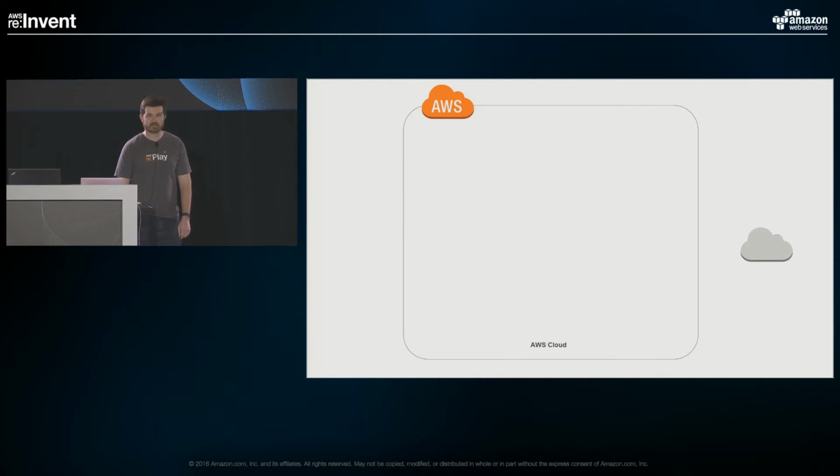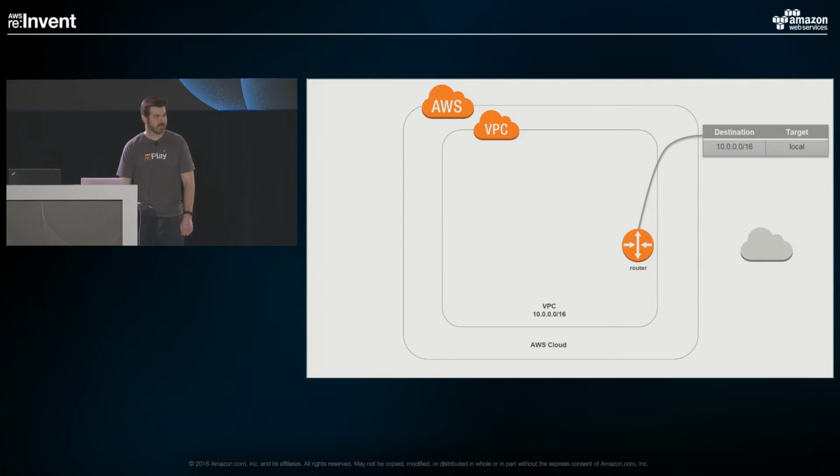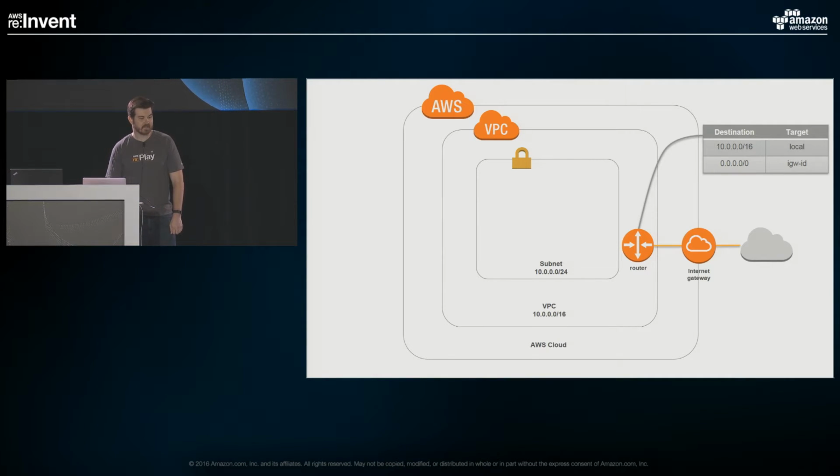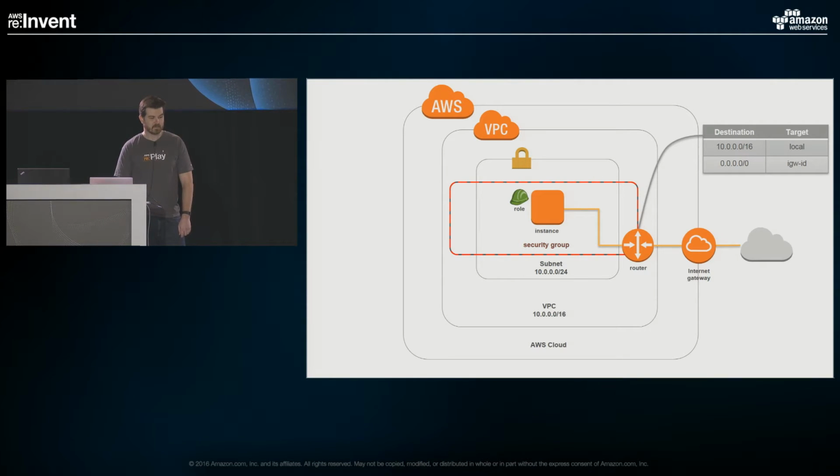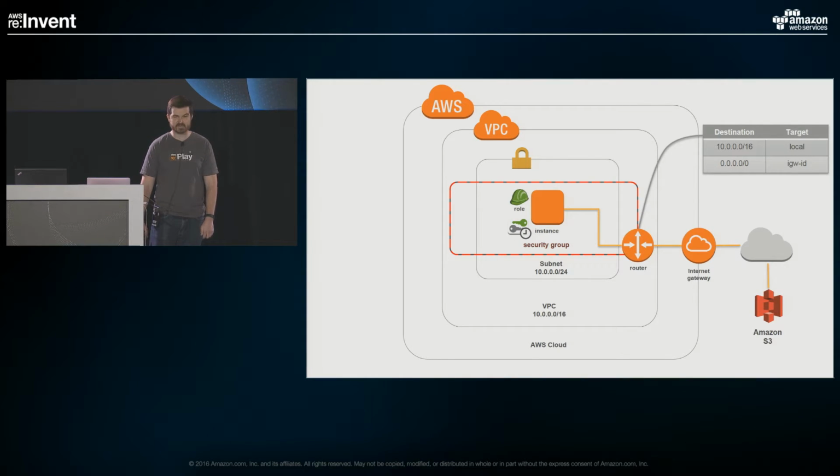So taking an architectural view of what we're building, here's the AWS cloud. We're going to first start off by creating our VPC. Each VPC comes with a built-in route table. We'll then create a subnet. We'll create an internet gateway and attach it to our VPC so it can communicate with the outside world. And then we'll create a security group. We'll launch EC2 instances with an IAM role. And using that IAM role, the EC2 instances can upload files to S3.